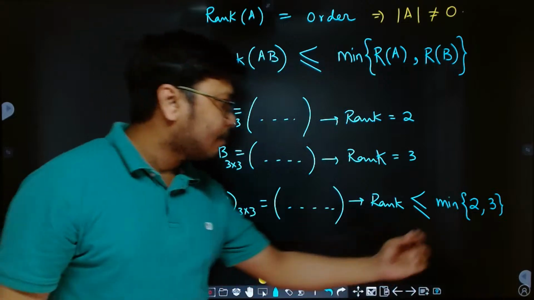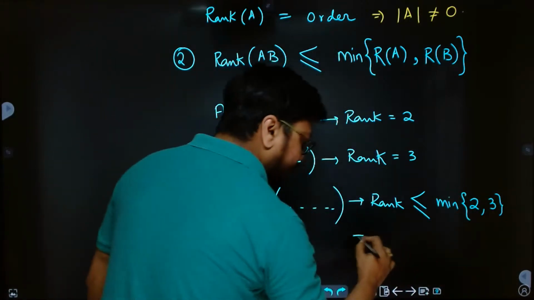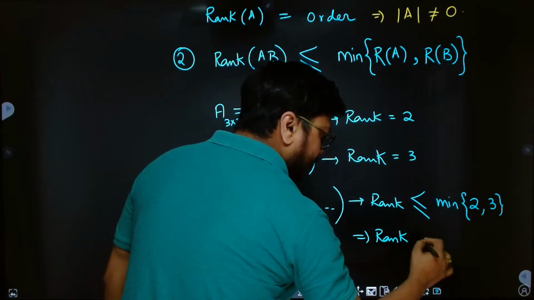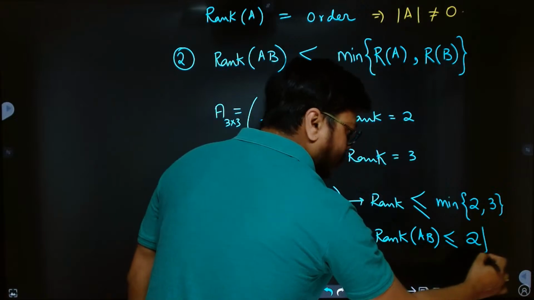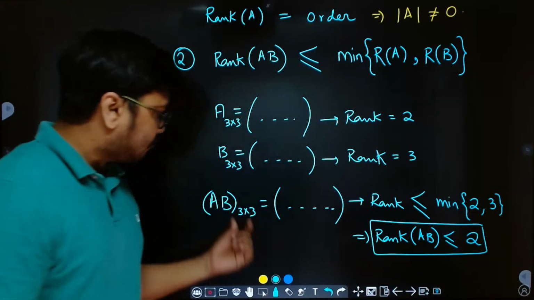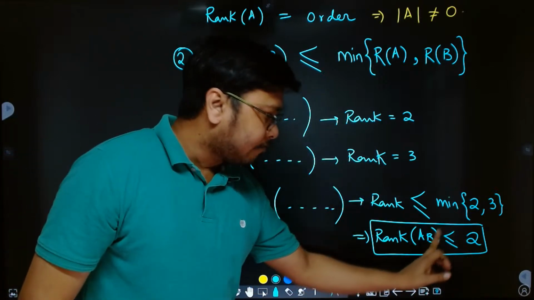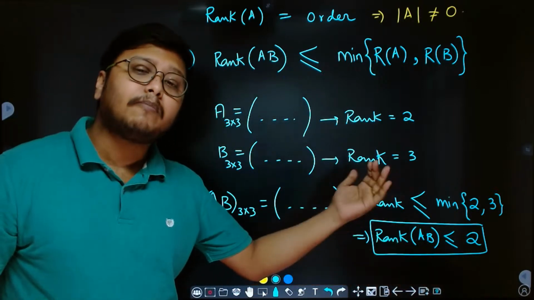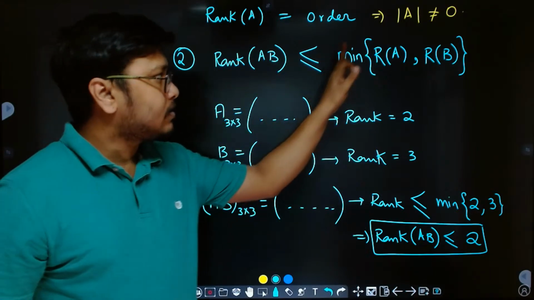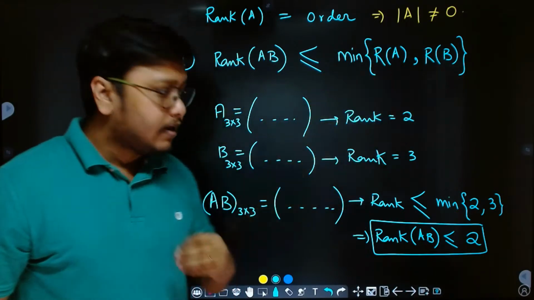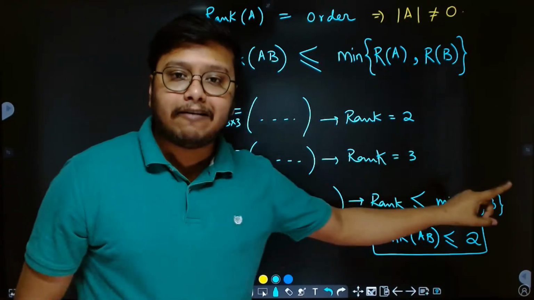Now what is the minimum of 2 and 3? Minimum of 2 and 3 is 2, right? So I can say that rank of AB is less than or equal to 2. So we cannot definitely say what the rank of AB is. We can never say that. What we can say is the rank of AB will be maybe equal to 2 or maybe even less than that. So rank of AB is less than or equal to the minimum of rank A, rank B. Now what we can say from here with guarantee is that rank of AB will never be equal to 3.